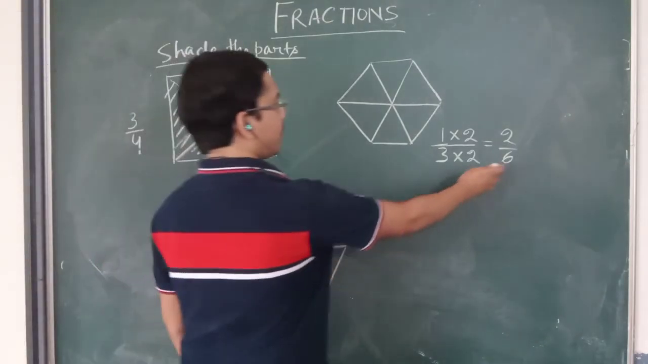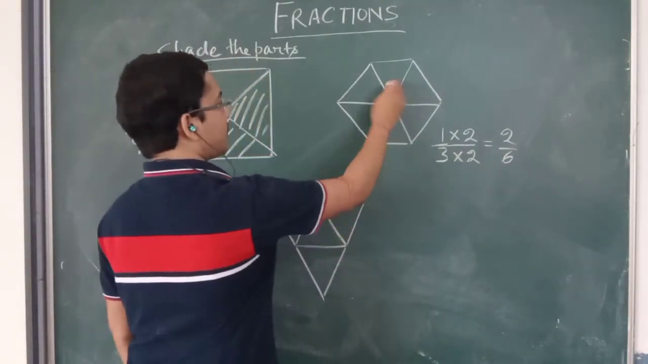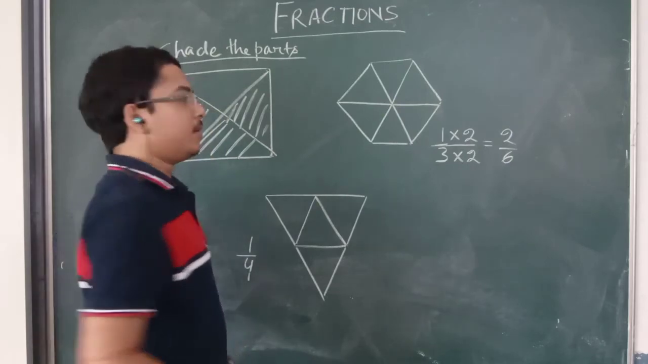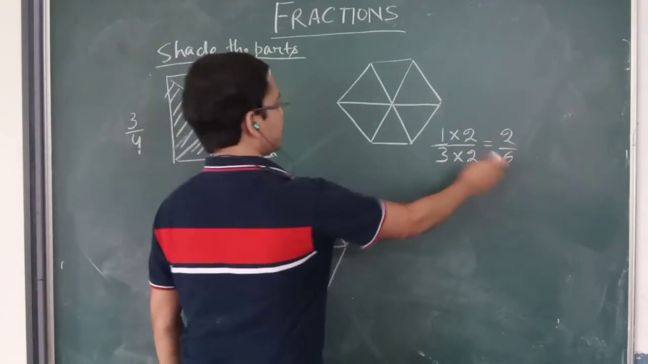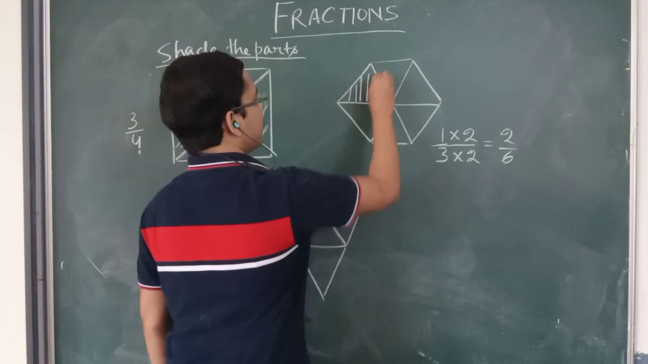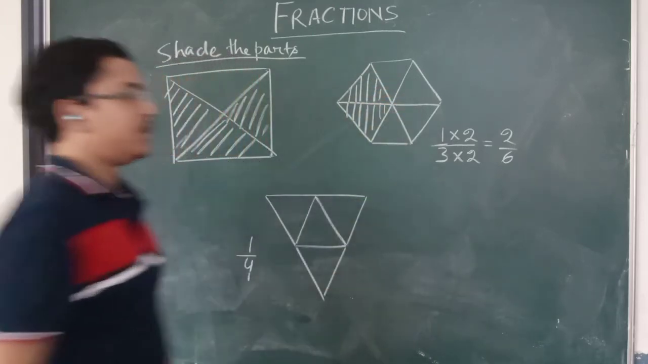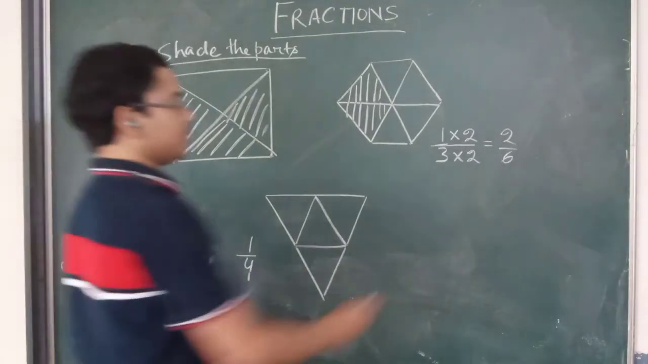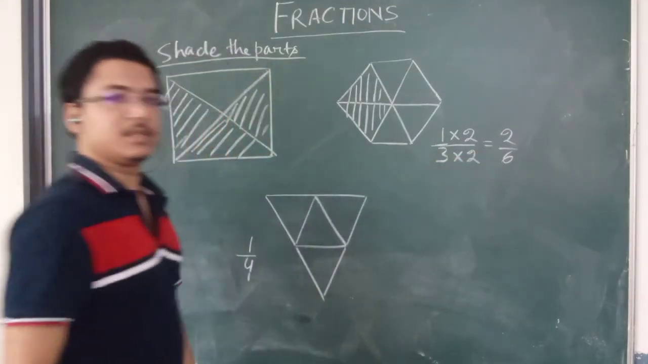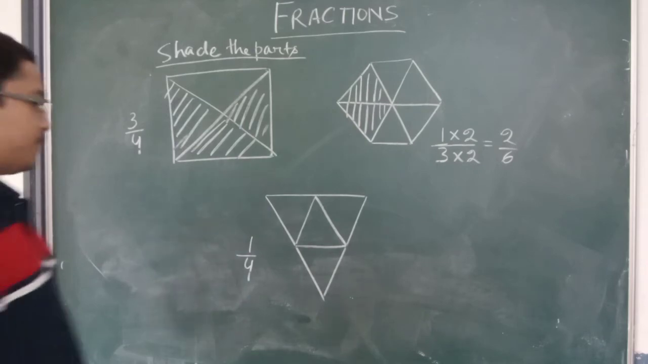So now your total parts is equal to the number of parts given in the figure, and we can shade 2 parts out of the 6. So any 2 parts you shade, it will be 2 by 6 or 1 by 3. 2 by 6 is the same as 1 by 3.